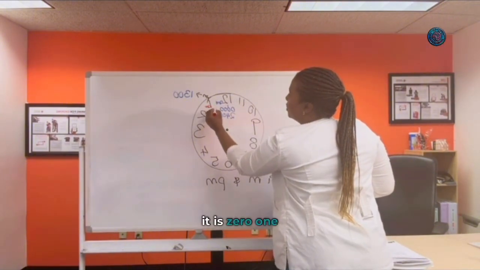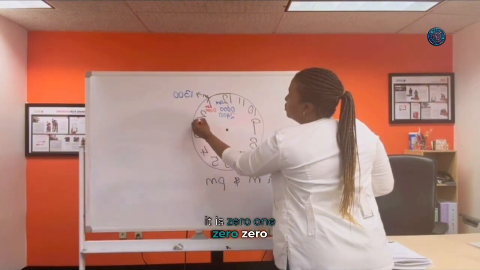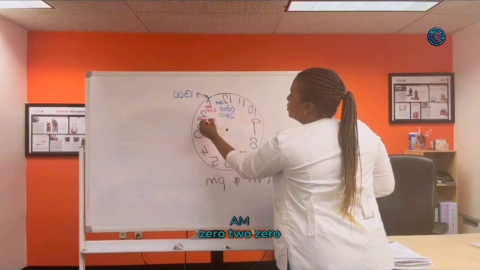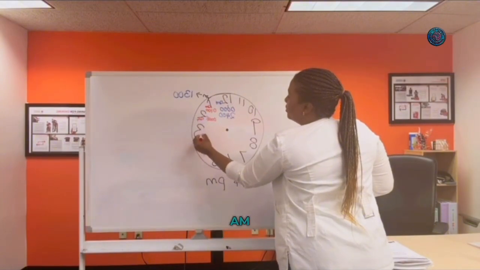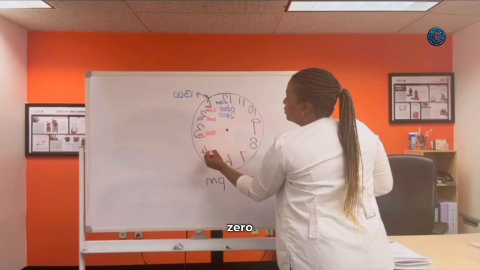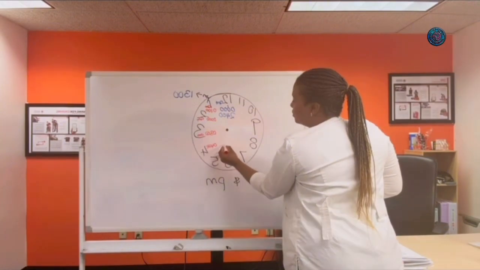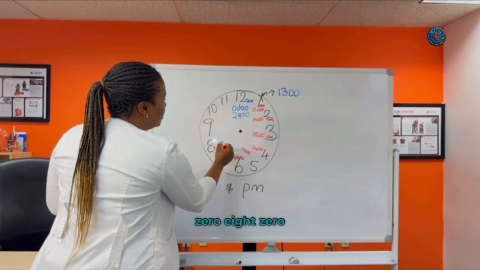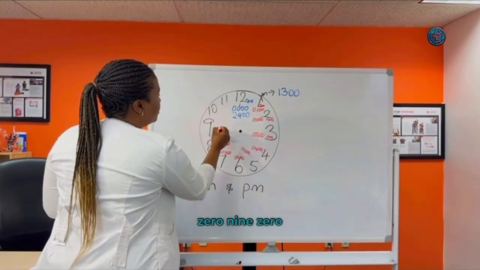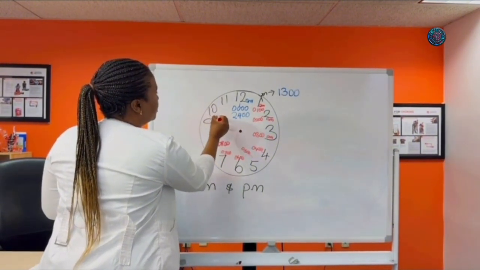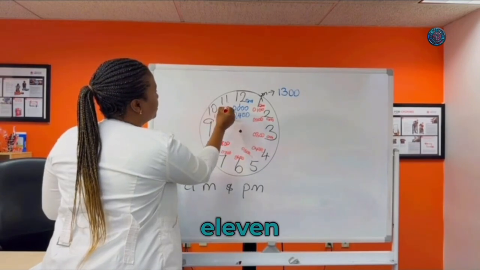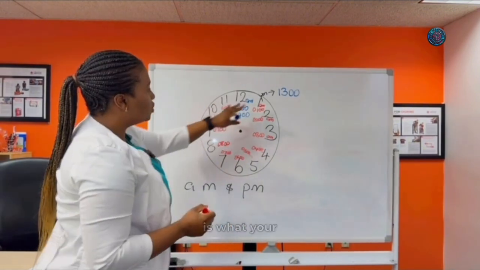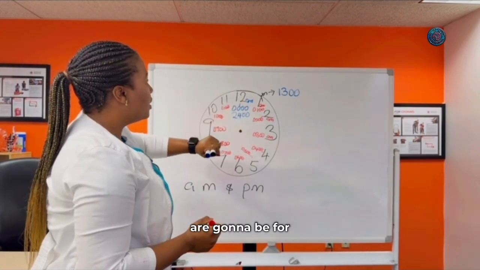So now, when you have 4 zeros for 12 AM or 2400, then 1 AM is 0100. 2 AM, 0200. 3 AM, 0300, and then 4, and so on up to 0800, 0900, 1000, 1100. This is what your numbers are going to be for AM.